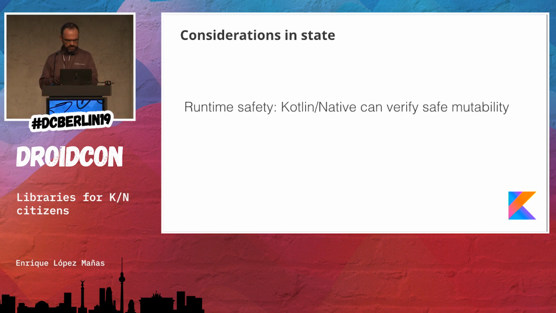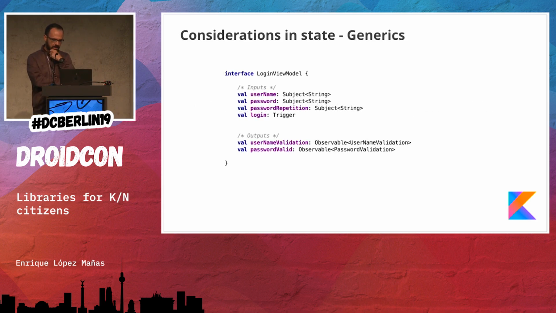Another consideration on state, Kotlin Native can verify safe mutability at runtime. There are obviously a few problems that Kotlin Native today is not solving or has solved very recently. Think of this class. This would be a login view model. We have a username and a password. They use a generic, specifying a subject that generifies from a string. That's something common that we can have in any of our code.